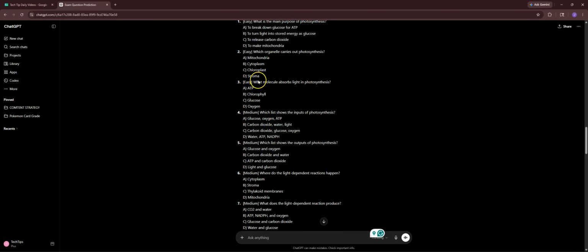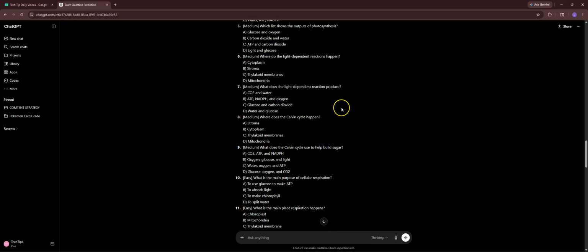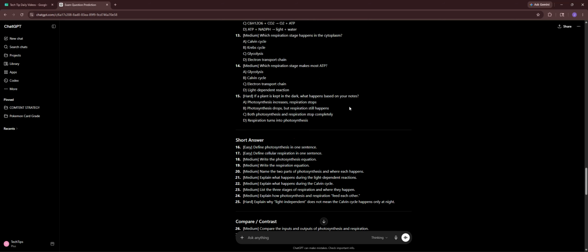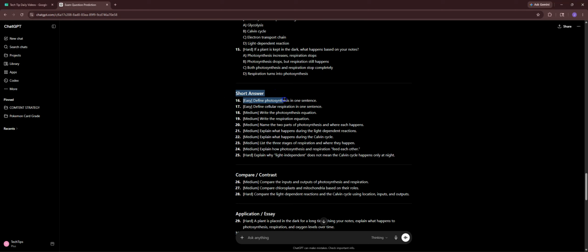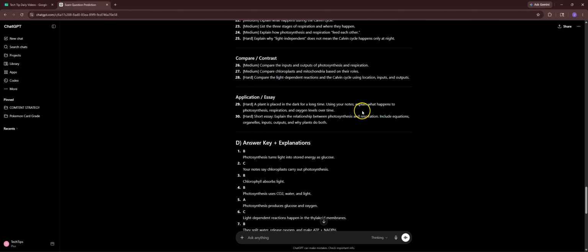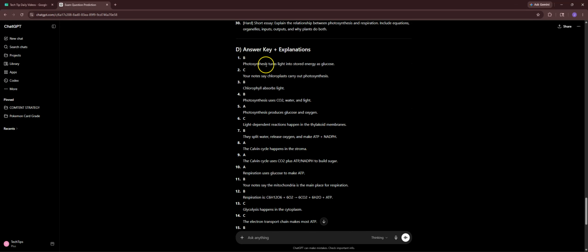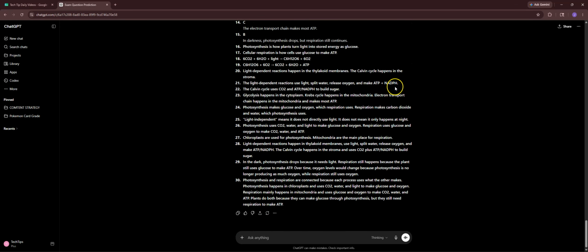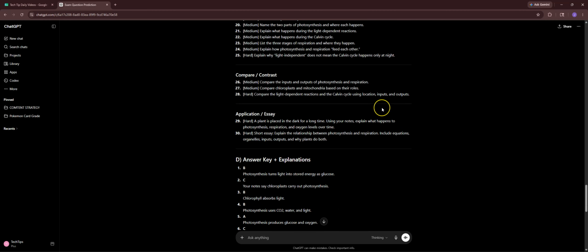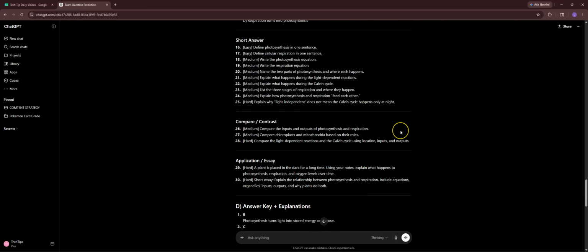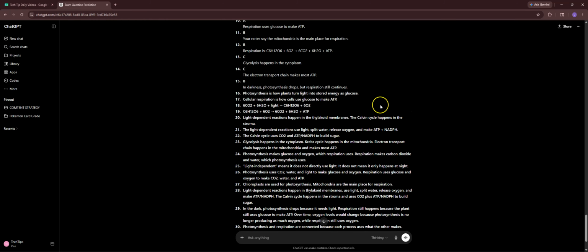So, what is the main purpose of photosynthesis? It gives us some multiple choice. It gives us also the level that we'd be tested at, with medium, easy, and hard as well. And if you scroll down far enough, you'll see the short answer questions, the compare and contrast questions, application or essay questions if you have that as well, and then an answer key for you to literally practice. By doing this, we get to see what a potential test or quiz would look like for this exact topic, strictly from our rough notes.